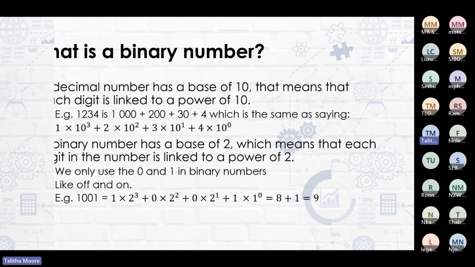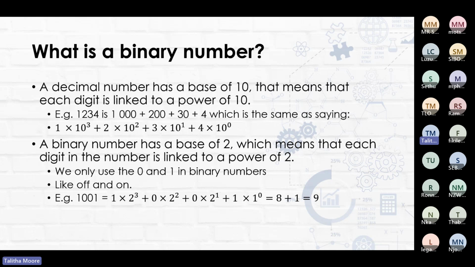So binary numbers quickly. A decimal number is a base 10, like we use our fingers. I'm pretty sure that's where it came from. And we can break up any number. So 1,234 is broken up into 1,000 plus 200 plus 30 plus 4, which is the same as saying 1 times 10 to the 3 plus 2 times 10 to the 2 plus 3 times 10 to the 1 plus 4 times 10 to the 0.